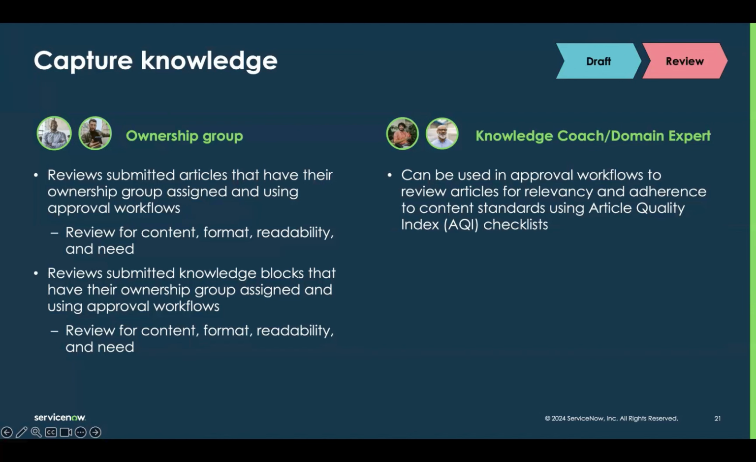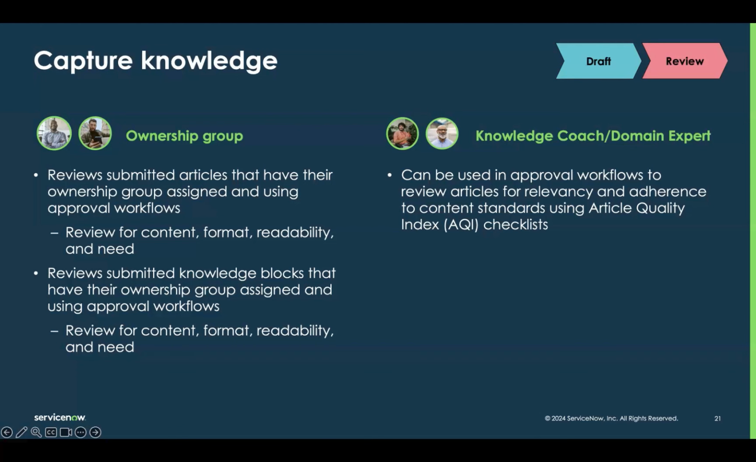Your ownership groups are going to come into play where they're reviewing those articles, making sure that the content is there, the formatting is correct, there's readability, and that we're not creating duplicate articles, right? Ensuring that check is there so that we don't have a bunch of duplicates submitted for an issue.